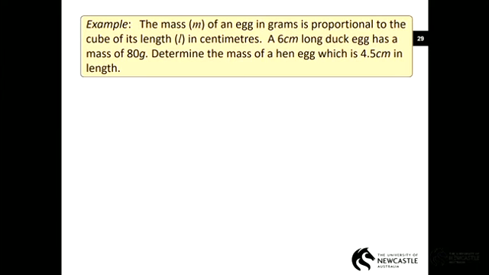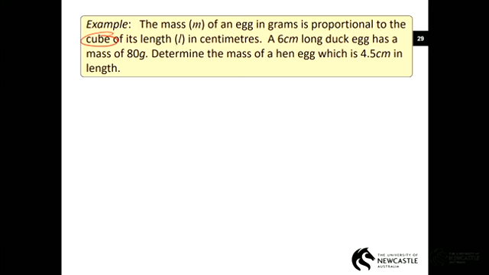So here's the same sort of question, non-linear. Let's see how much the non-linear stuff screws us up. What's the word in there that makes it non-linear? Cube. It doesn't say the mass of an egg is proportional to the length in centimetres. There is an extra word in there. That's the only thing that changes it from being linear.